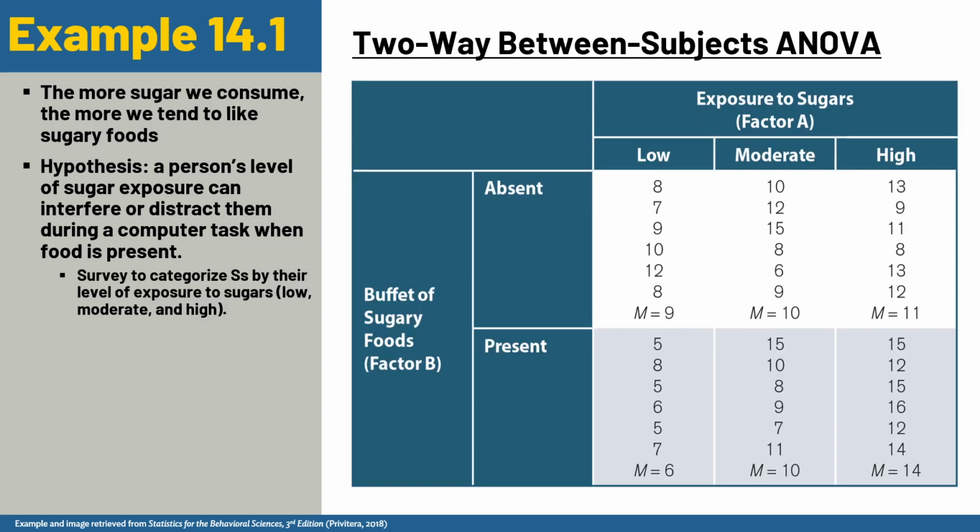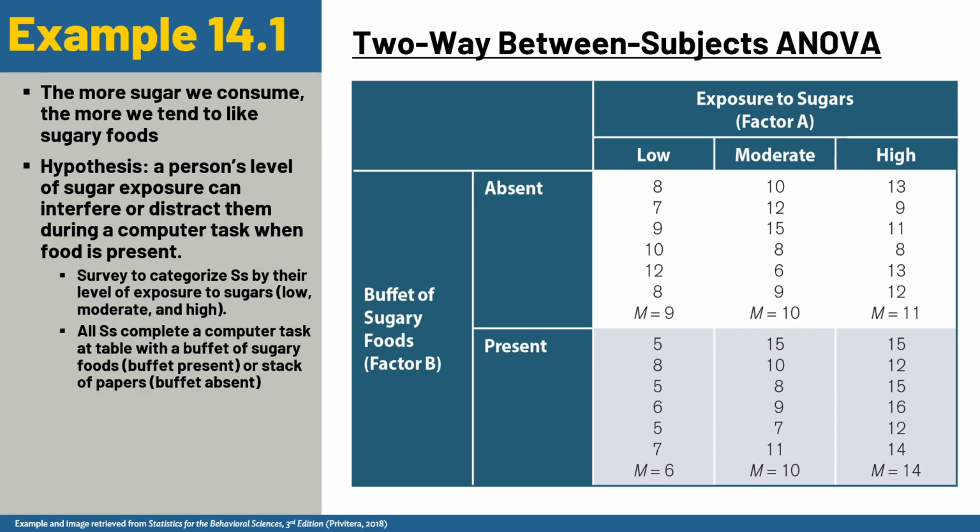And so let's say we do a study just assessing that, right? We have a survey about people's sugar consumption, and then we use that to categorize them as either low, moderate, or high exposure to sugars. Then we have everyone do a computer task, some of whom have a buffet of sugary foods in front of them. So it's like I'm working at a computer and there's a bowl of Snickers, a bowl of Three Musketeers, a bowl of, I don't know, whatever candy comes to mind for you. That's what came to mind for me.